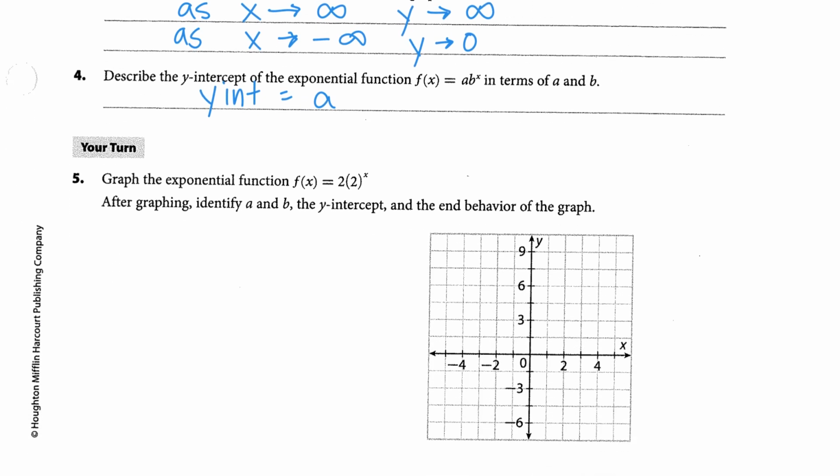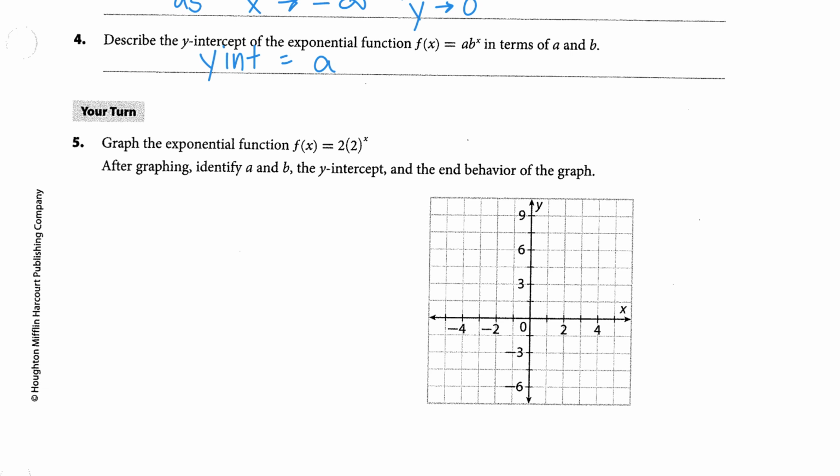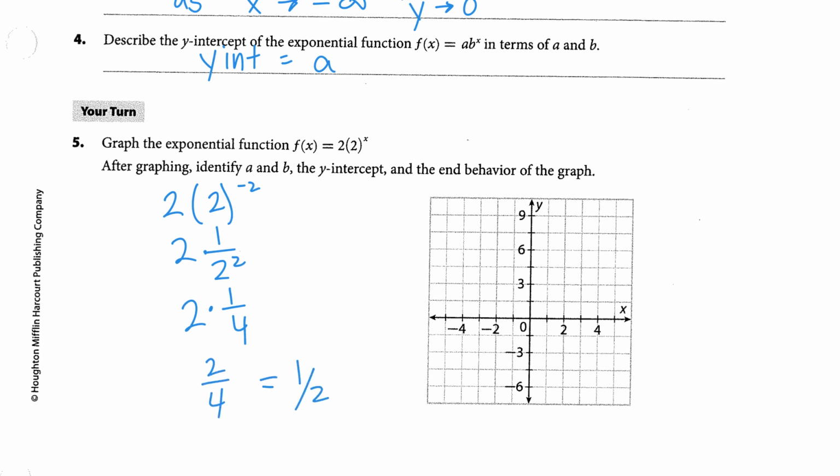Number 5 says graph the exponential function f of x equals 2 times 2 to the power of x. After graphing, identify a, b, and the y-intercept and end behavior of the graph. I'm going to start by plugging in -2. 2 times 2 to the -2. That gives me 1 over 2 squared, which would be 1/4. 2 times 1/4 is 2/4, or 1/2. So I'm going to put a point at -2 because that was my input, and 1/2.